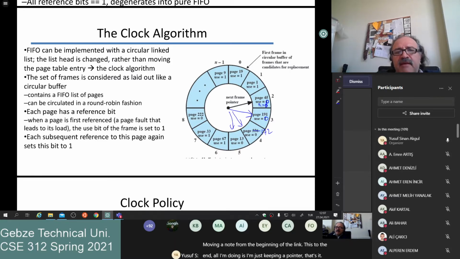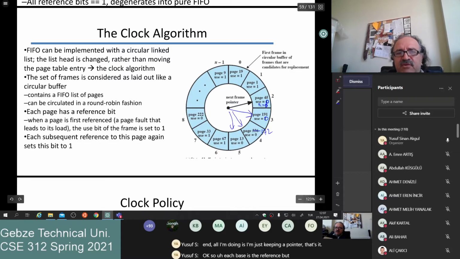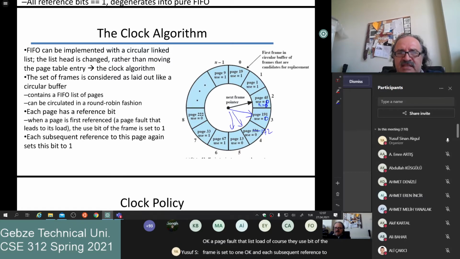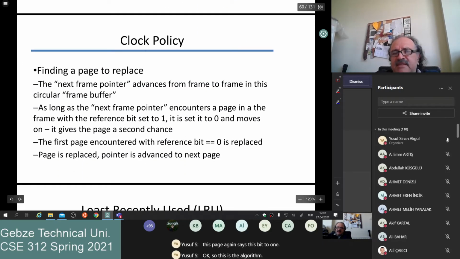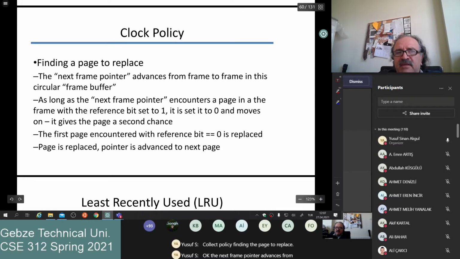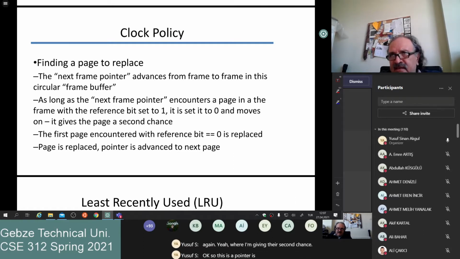So each page has a reference bit. When the page is first referenced, a page fault that leads to a load, of course, the use bit of the frame is set to 1. And each subsequent reference to this page again sets this bit to 1. So this is the algorithm. Clock policy, finding the page to replace. The next frame pointer advances from frame to frame in this circular frame buffer. As long as the next frame pointer encounters a page in a frame with a reference bit of 1, we set it to 0 and move to the next page. Again, I'm giving it a second chance. So this pointer is always advanced whether you make a replacement or not.